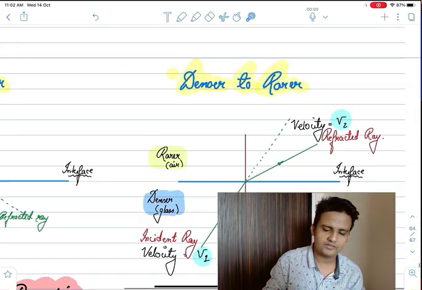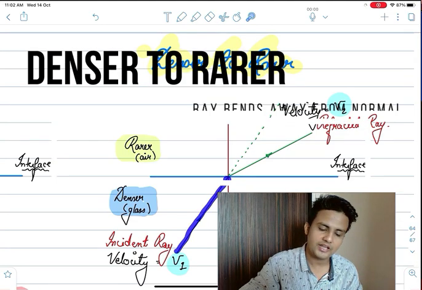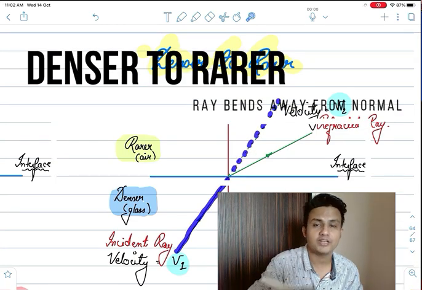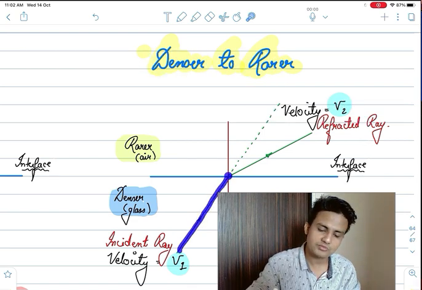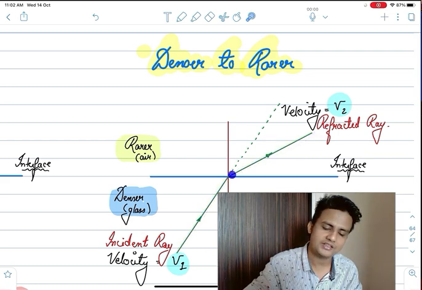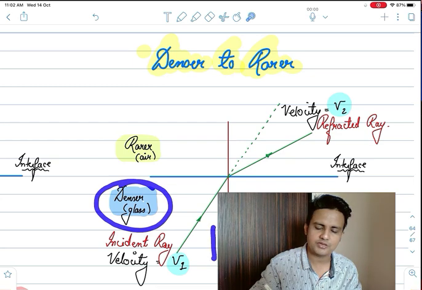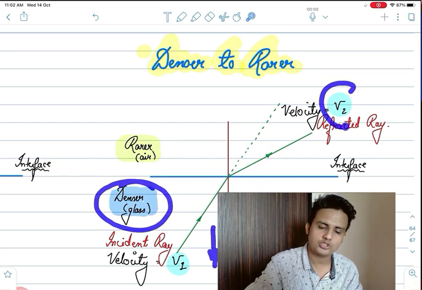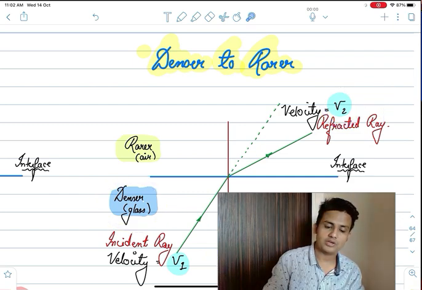Similarly, if the light travels from a denser medium to a rarer medium, the ray would have gone like this if the medium had not changed, but because the medium is changing, the beam will bend away from the normal and go like this. Similarly, the velocity of light in the denser medium is lower and in the rarer medium it is higher. Now, understand this concept.